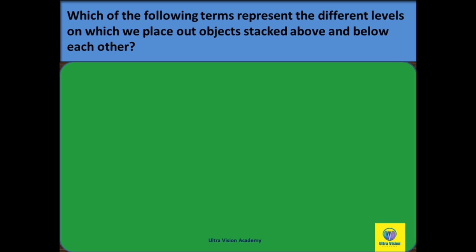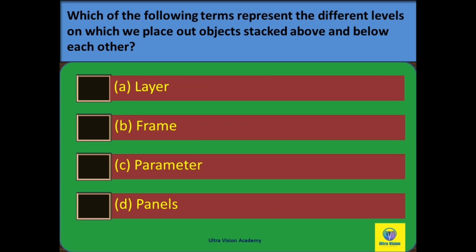Now, which of the following terms represents the different levels on which we place our objects, stacked above and below each other? Well, the options are layer, frame, parameter, and panels. Levels on which we place our objects. So the list of objects, that is the layers panel. So the correct answer is layer.